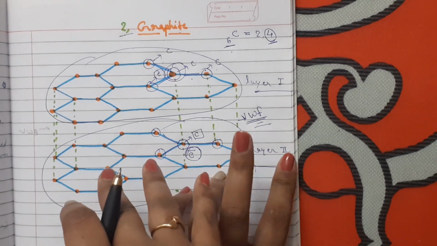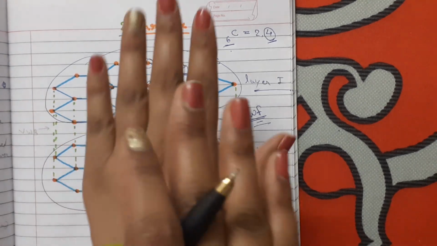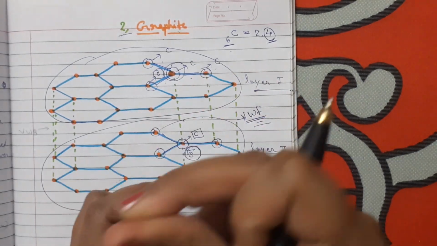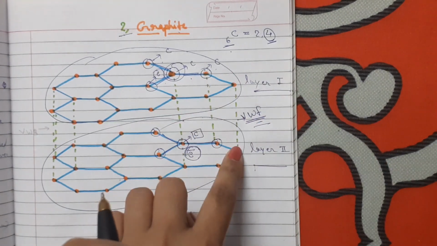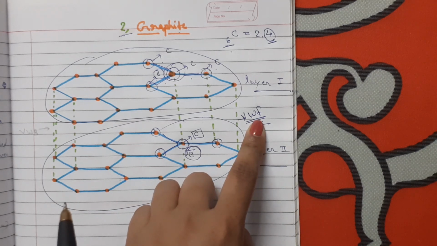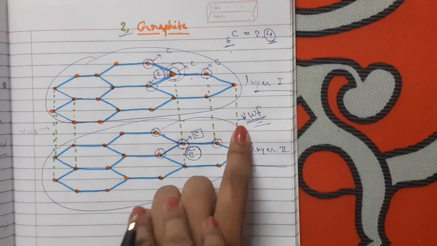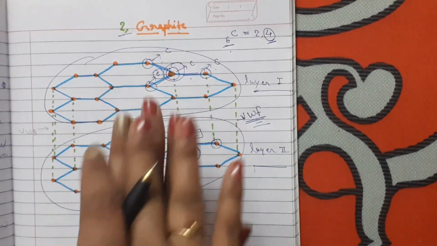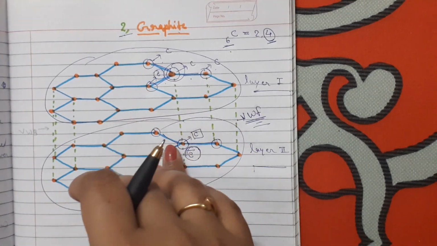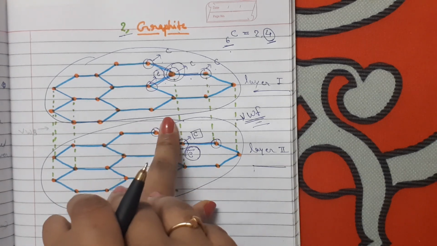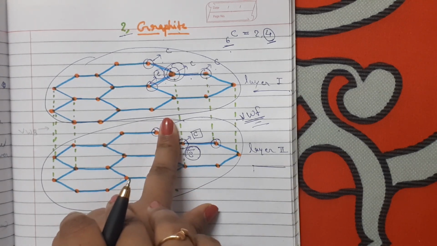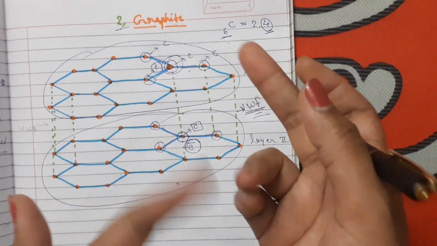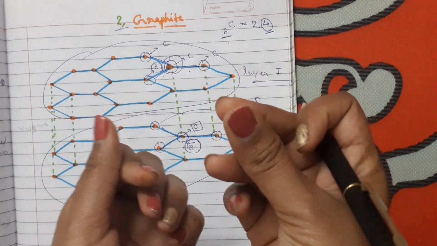Because of this weak bond, these two layers can slip on each other. Because of this low force, because of this weak bond, the layers can slip upon each other. Thus it is a smooth and slippery substance also. Because of this, the layers can slide over each other.